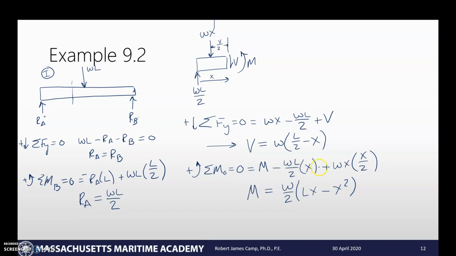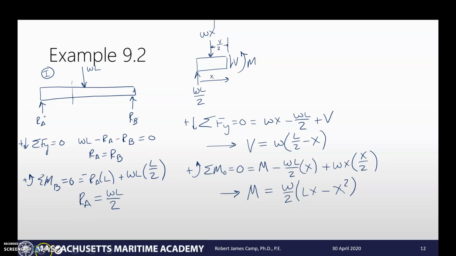As you can see, if we move these to the other side, positive, negative, we pull the W/2 out of both of them, you're left with L times x and x squared. So there is our moment equation. So now we have another interesting equation. This is a quadratic equation, so x squared, x. So we're going to end up with a parabolic shape. So let's move on to the next step.